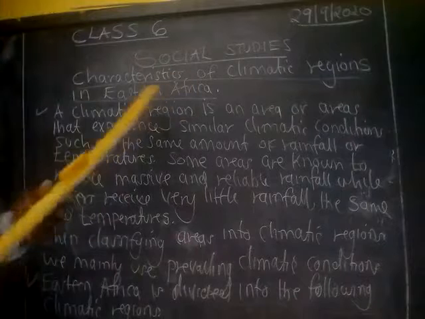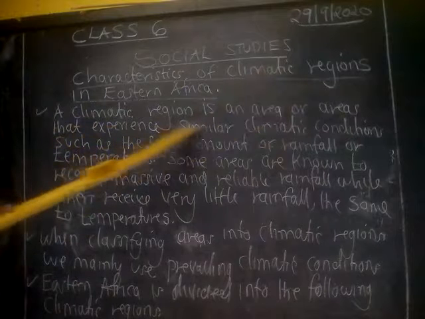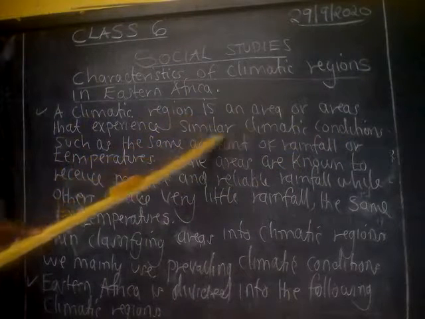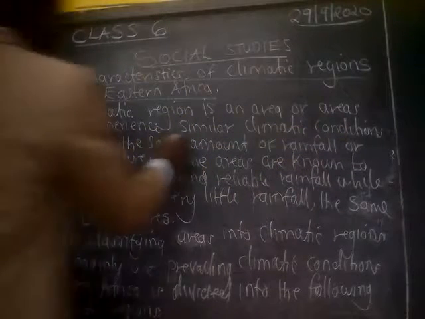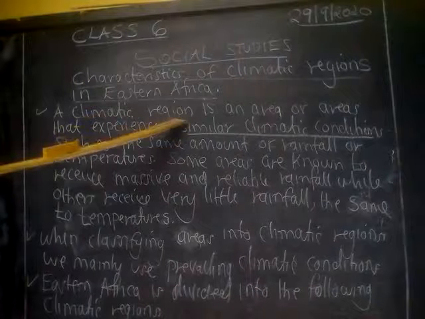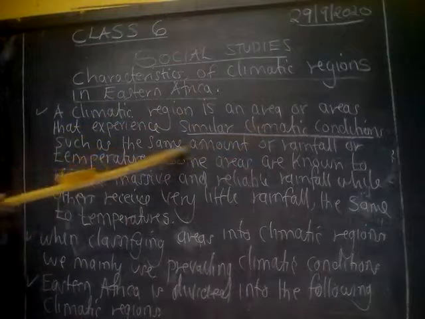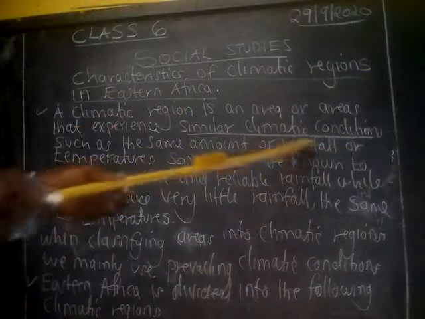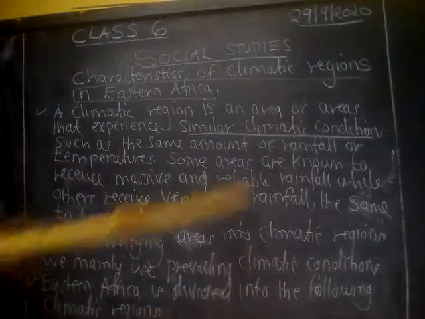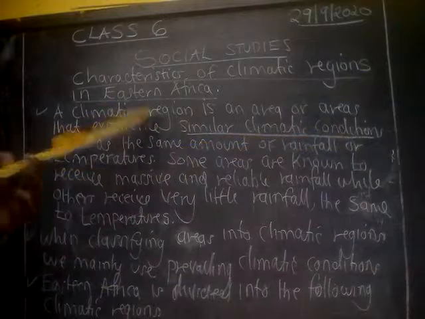And therefore, we are saying that a climatic region is an area or areas that experience similar climatic conditions. Take note: similar climatic conditions determine a climatic region. A region is a wider area receiving similar climatic conditions, such as the same amount of rain, or temperatures, among many other reasons. This is the main thing to take into consideration.